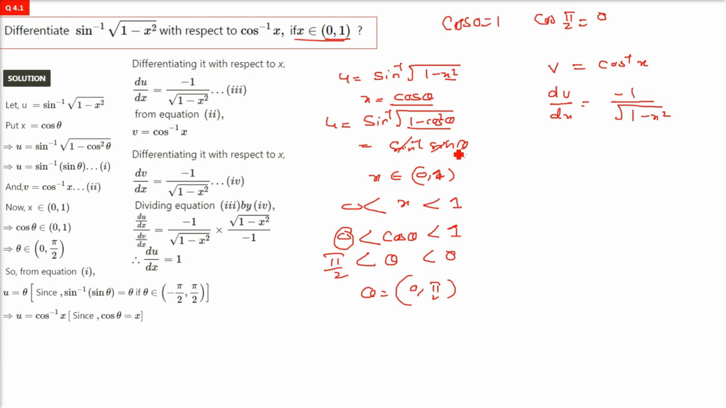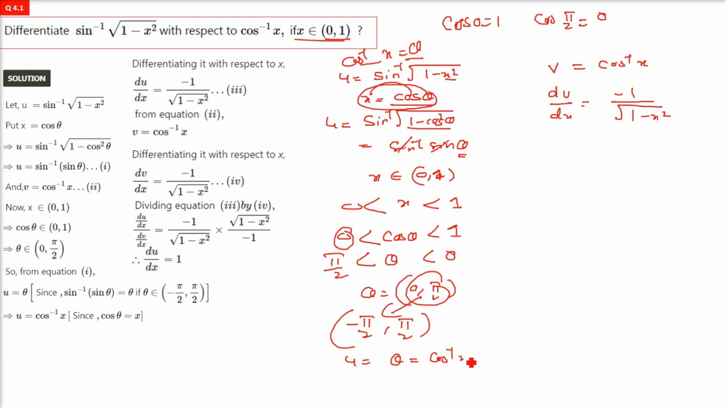So if you cancel this, it has to be between minus pi by 2 and pi by 2. It is properly in the range, since 0 to pi by 2 comes in between. Alright, so this kind of cancellation of sine and sine inverse is possible in this case. So u is equal to theta now. What do you get from here? Theta will be cos inverse x. So you can put theta as cos inverse x here.